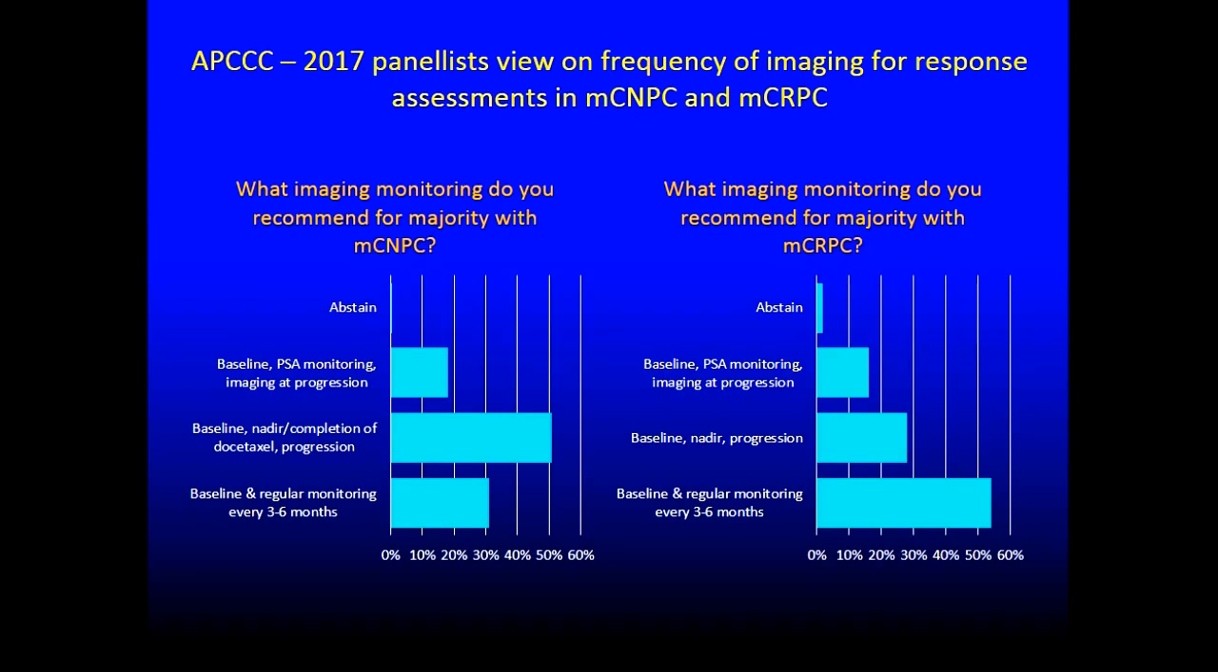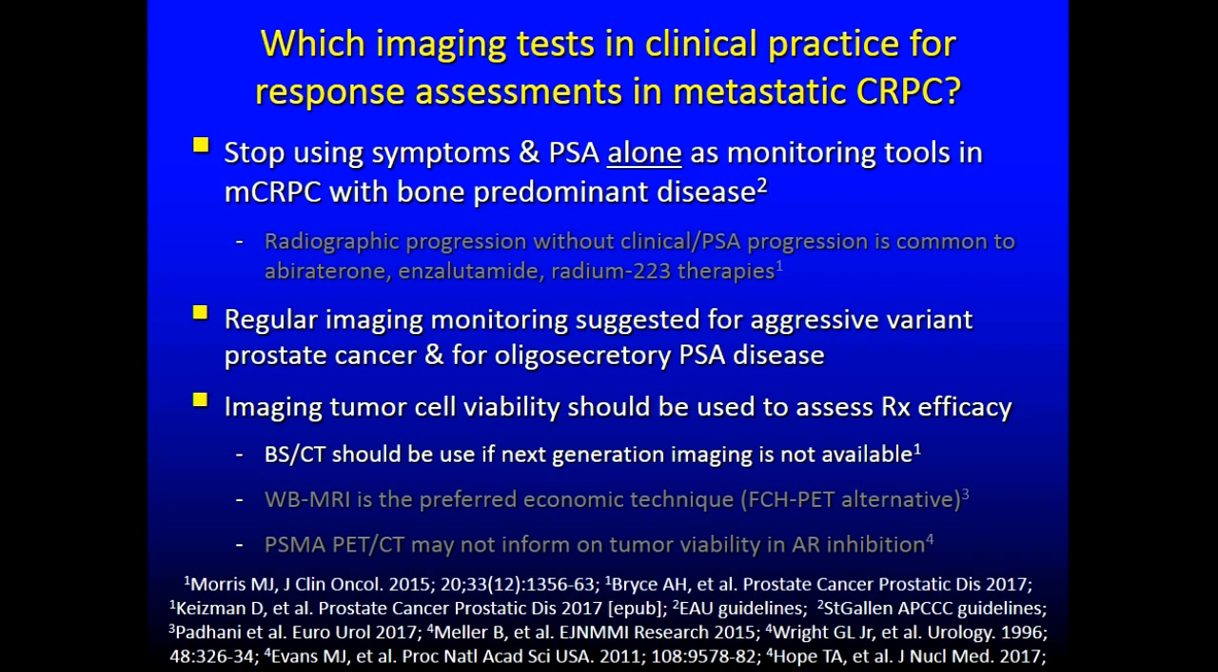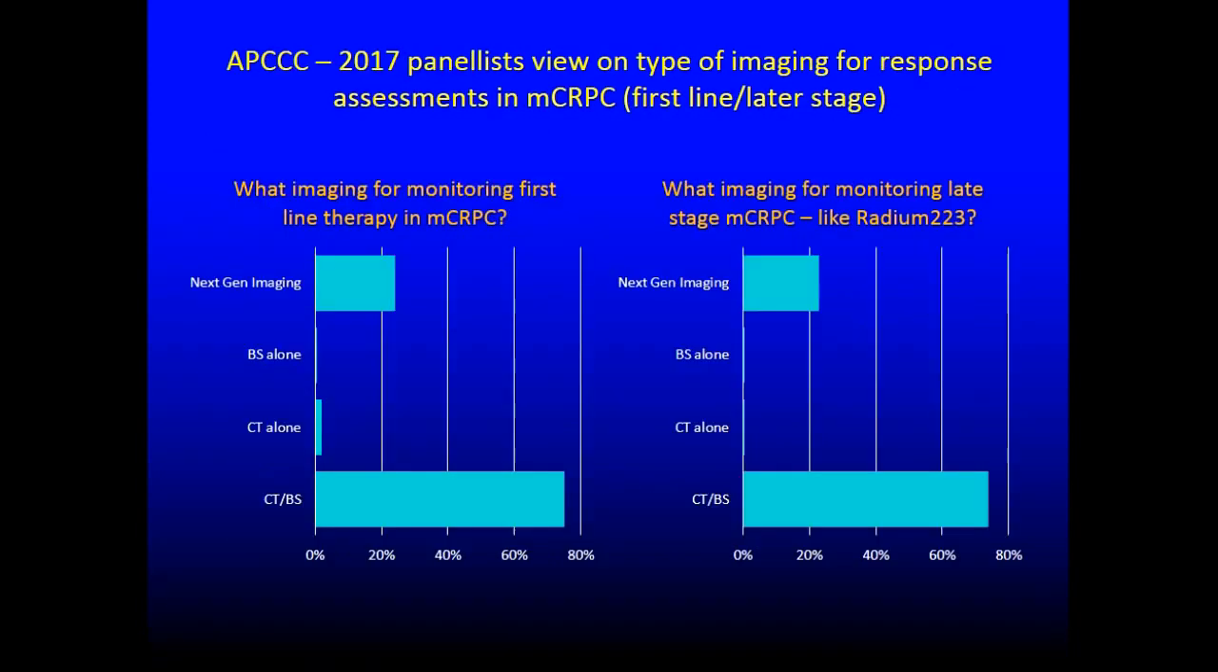You can see here's the castrate-naive state on the left-hand side. Here's the castrate-resistant state on the right-hand side. And you can see regular imaging monitoring is recommended in castrate-resistant prostate cancer. Bone scans and CT scans should be used if next-generation imaging is not available.